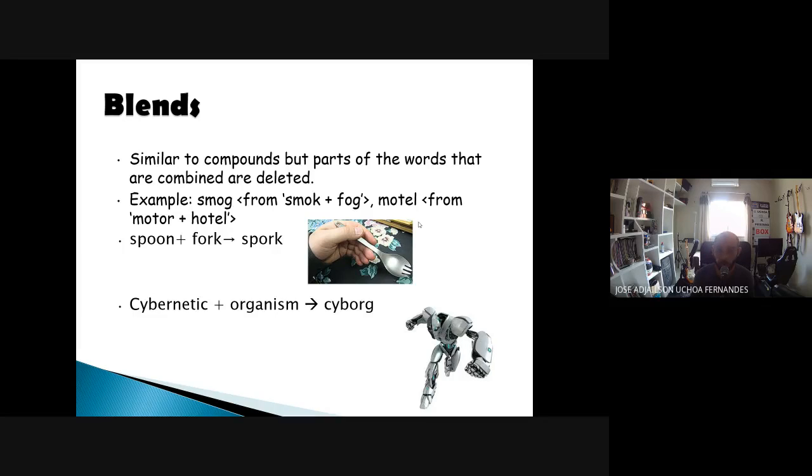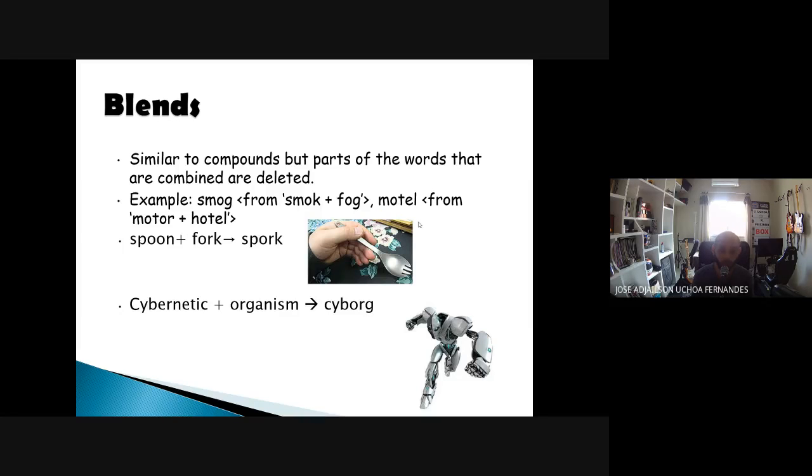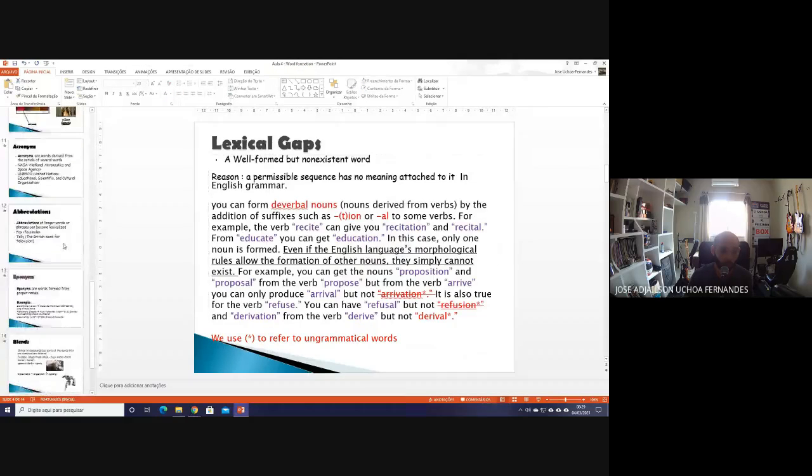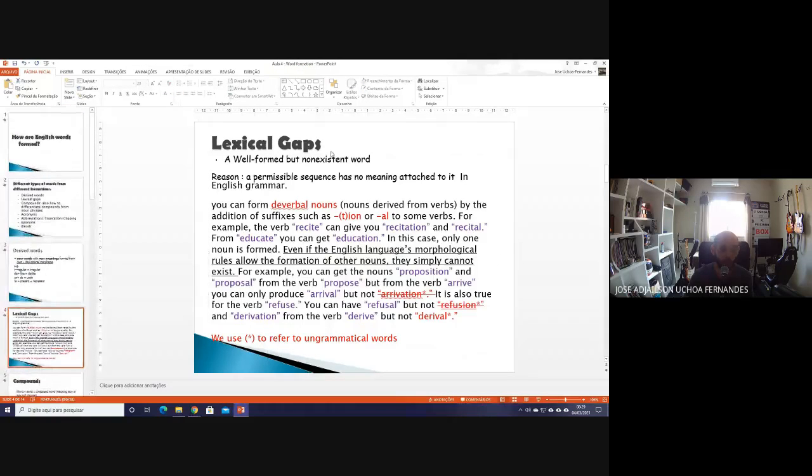So blends and compounds go through similar processes. The difference is that in blends, parts of each word are lost so that they can get together. So these are the processes of word formation that we have in English.